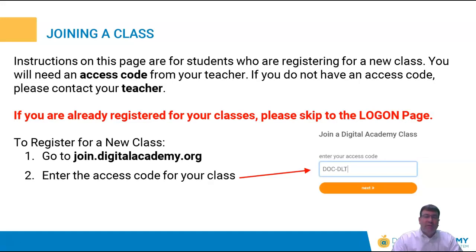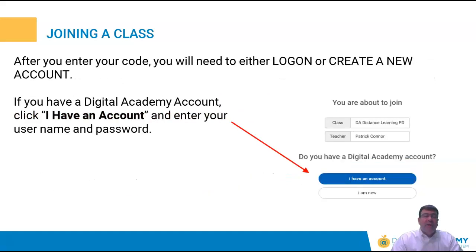To join with an access code, go to join.digitalacademy.org using Google Chrome. You need to use a Google Chrome browser. Enter the access code and then press Next. On the screen that comes up, you'll see the name of the class. Make sure that's correct and then press the appropriate button.